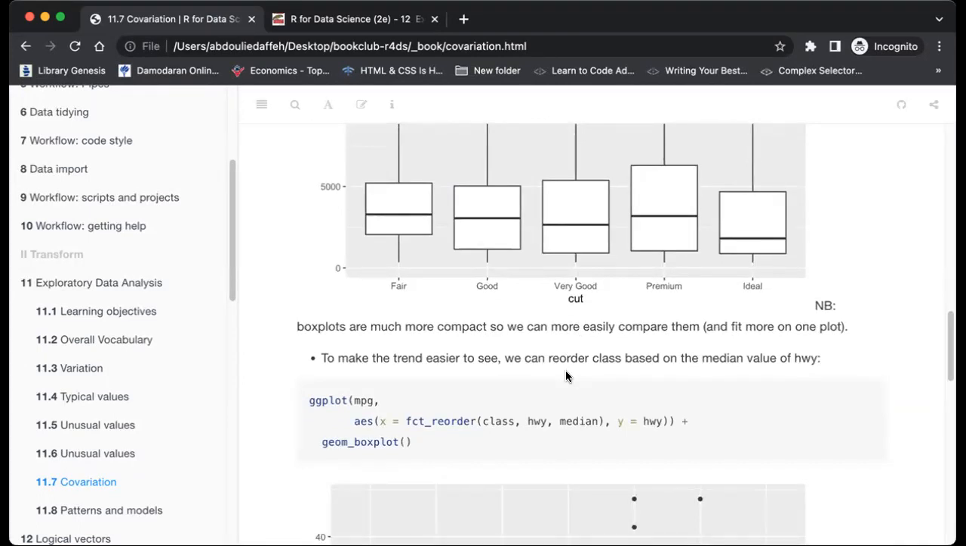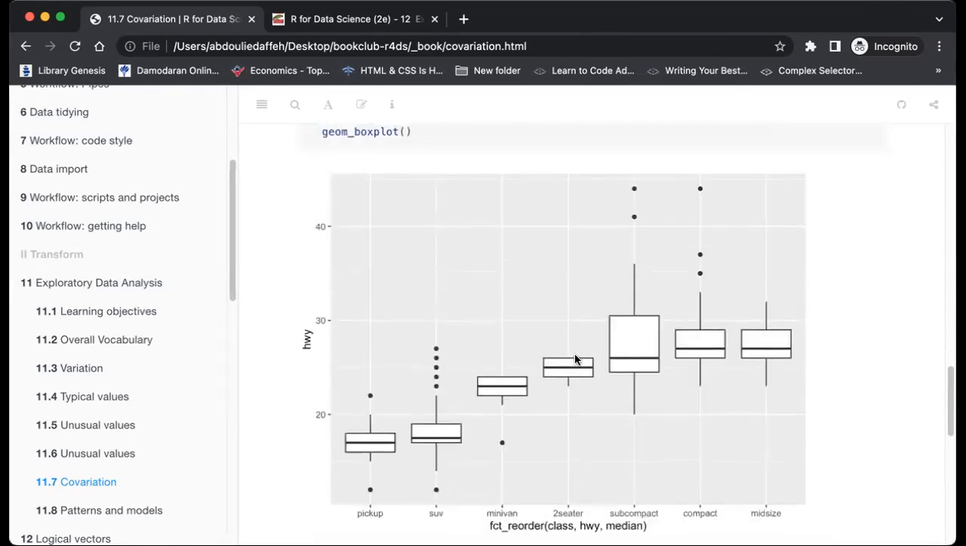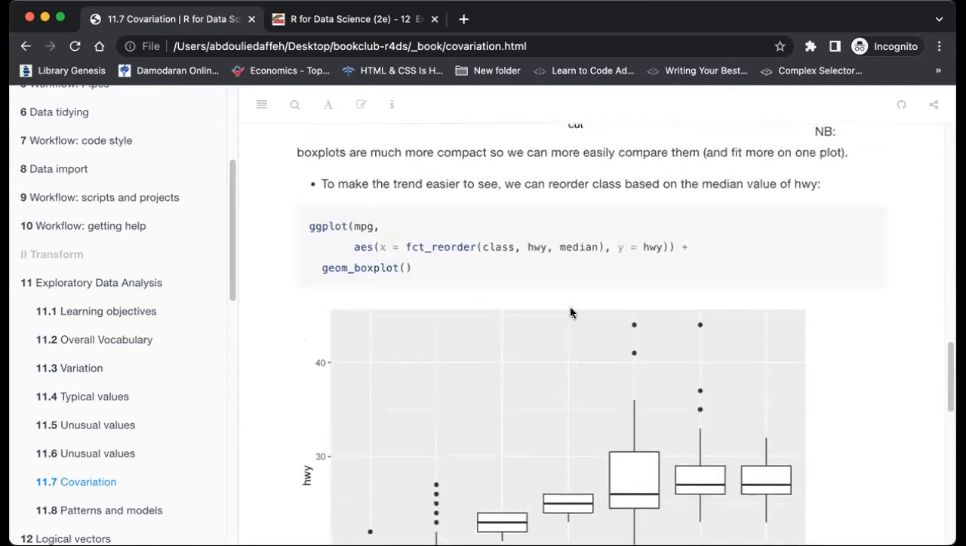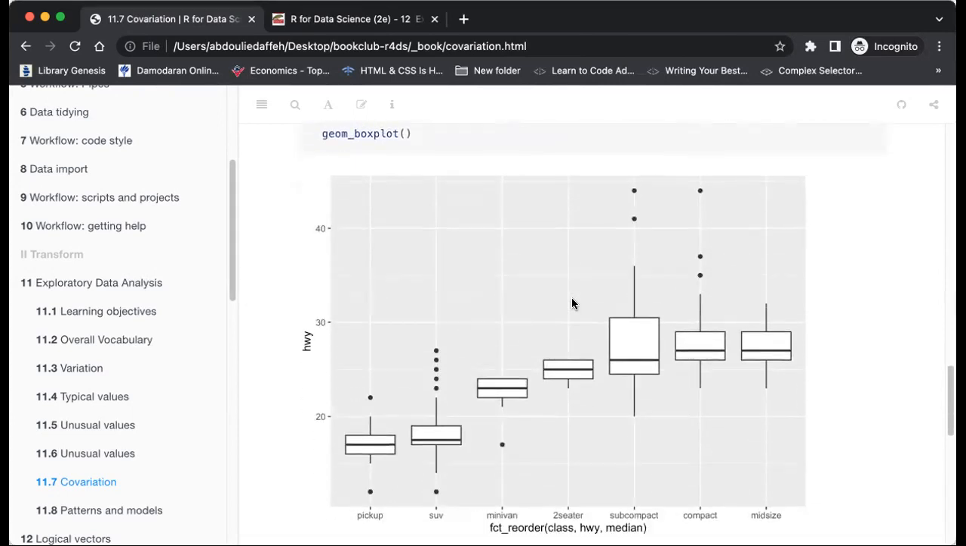Box plots are much more compact, so we can more easily compare them and fit more in one plot. We can also see trends by adjusting the code a bit. We could see the trend it takes.